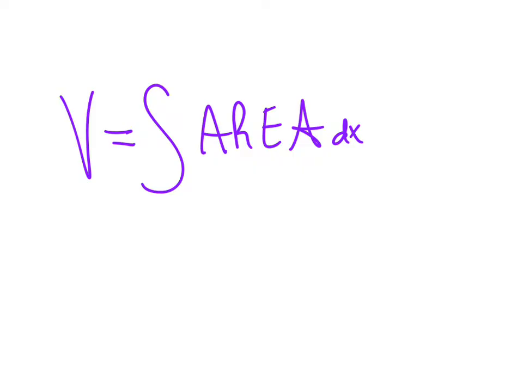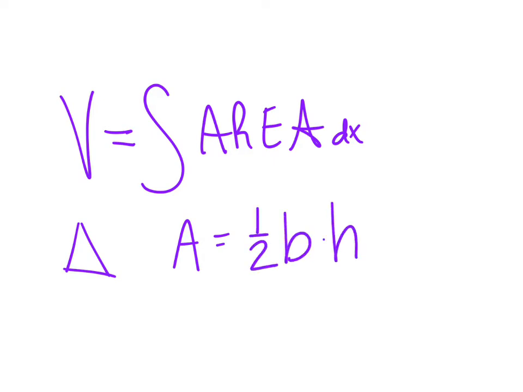Okay, so let's recall that volume equals the integral of area. That's all we keep saying over and over. Volume is just the integral of area. And our focus today is on a triangle. So what is the area formula for a triangle? Well, that's nice and easy. One half base times height. So when I do my slice analysis, I always need to identify the base and the height.